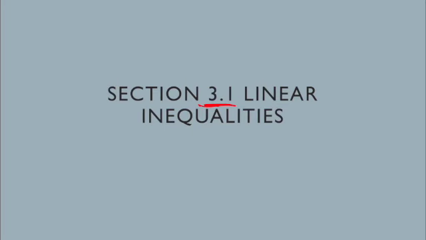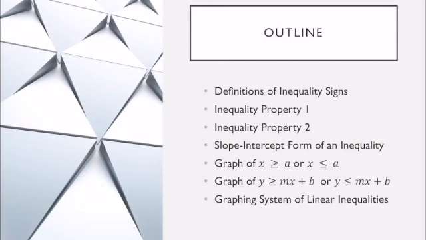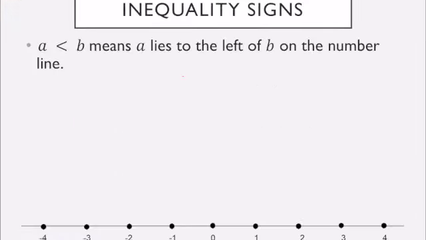The first thing I want to do is talk about the definitions of inequality signs. Then I'm going to introduce a couple properties of inequalities. We'll talk about the slope-intercept form of an inequality, and then how to graph linear inequalities and systems of linear inequalities. So the first thing I want you to know is this symbol right here means less than.